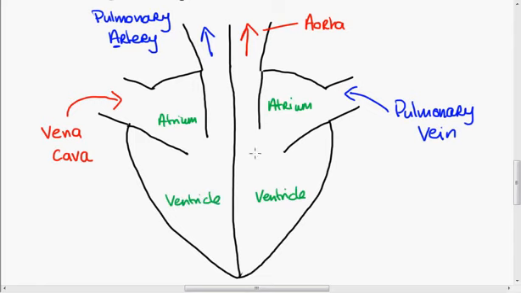Now when we look at this drawing, this is the right side of our drawing, but this is the left side of the heart. So you switch it around. So this is the left atrium. This is the left ventricle. Therefore this is the right ventricle. And this is the right atrium.